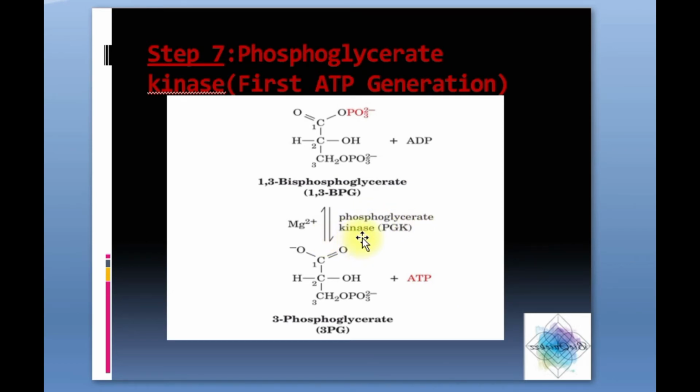See, phosphoglycerate kinase. Kinase means there will be a transfer of a phosphoryl group between ATP and the metabolite. Here the metabolite gives its phosphate group to ADP and thus ATP is formed and 3-phosphoglycerate is formed. Here in the C1 carbon we can see that there has been a removal of a phosphate group. This is step number 7. It is a very important step because it is the first ATP generation step.